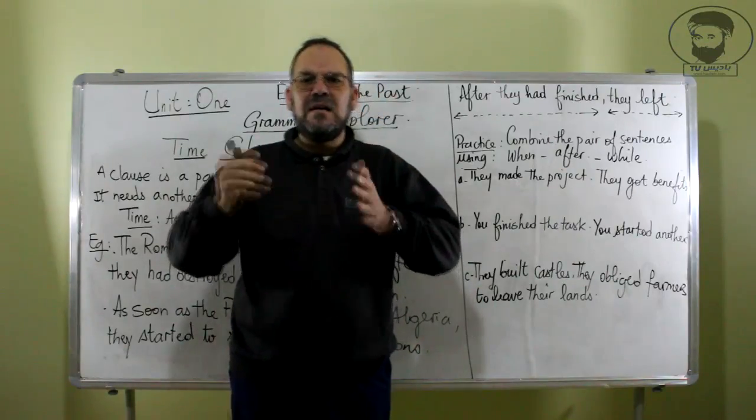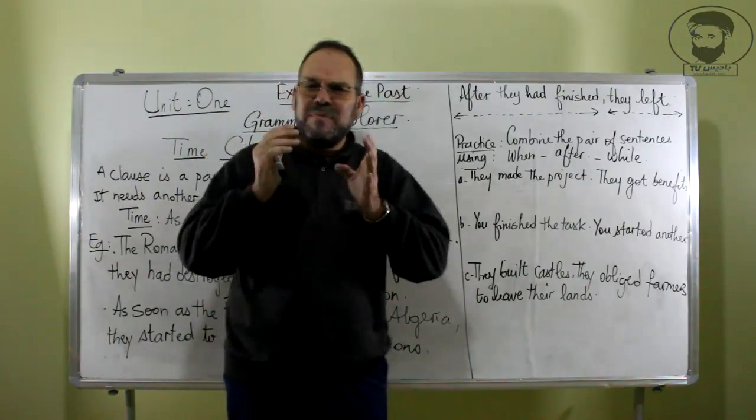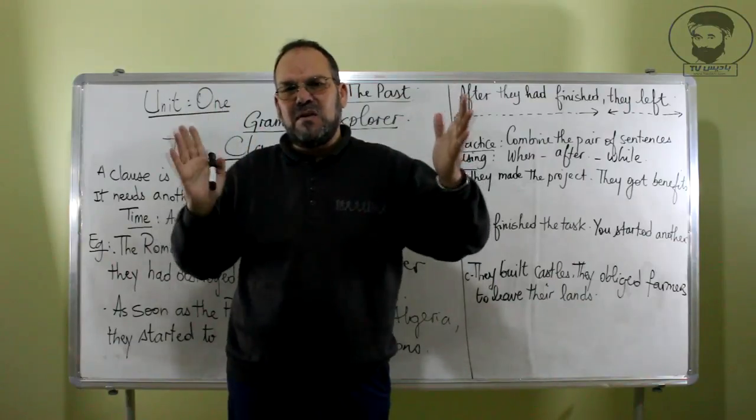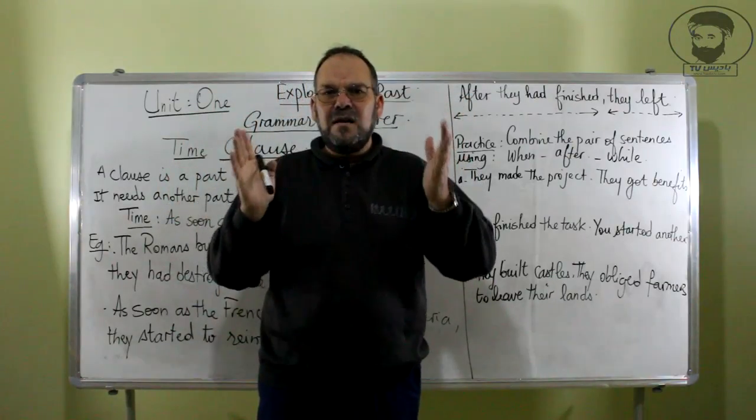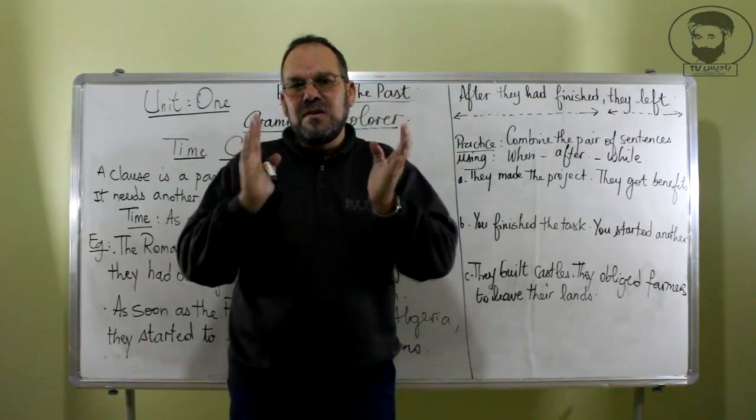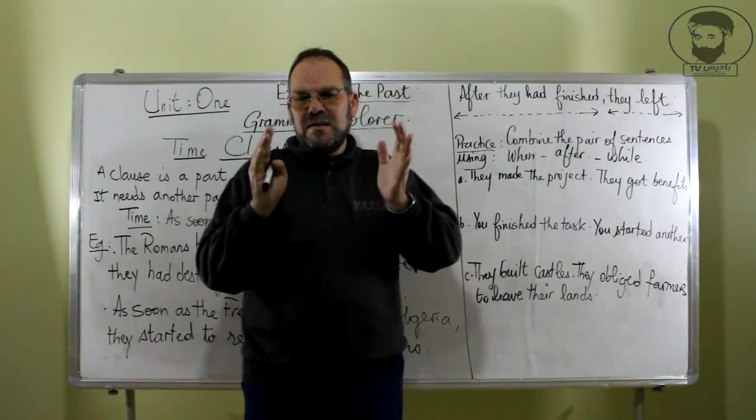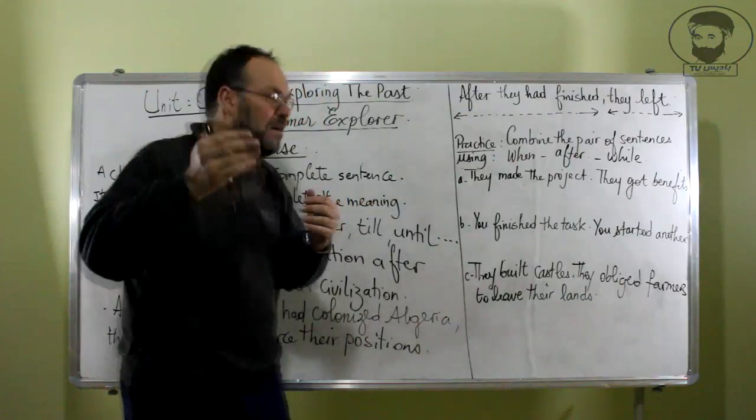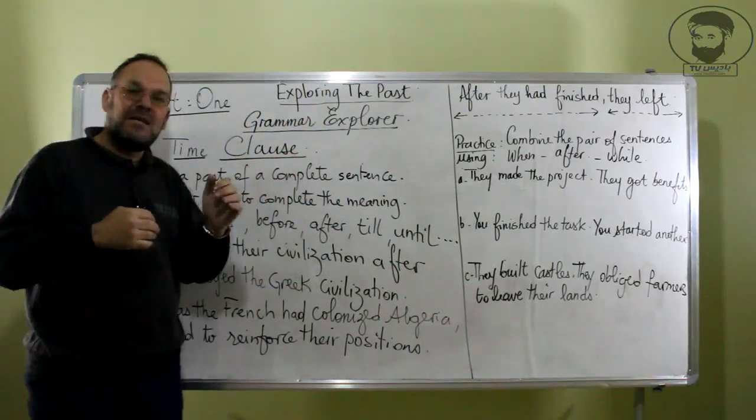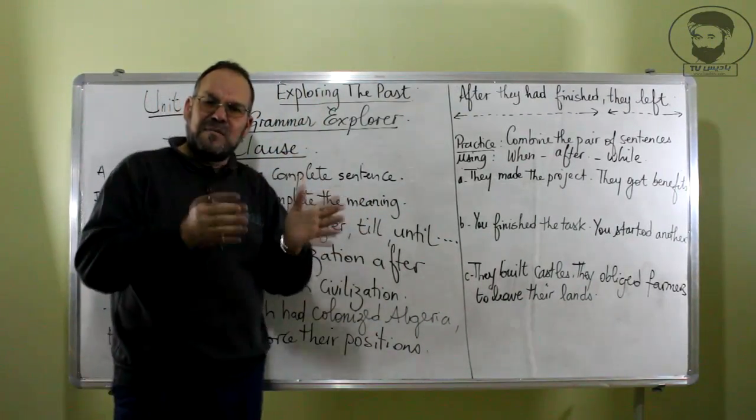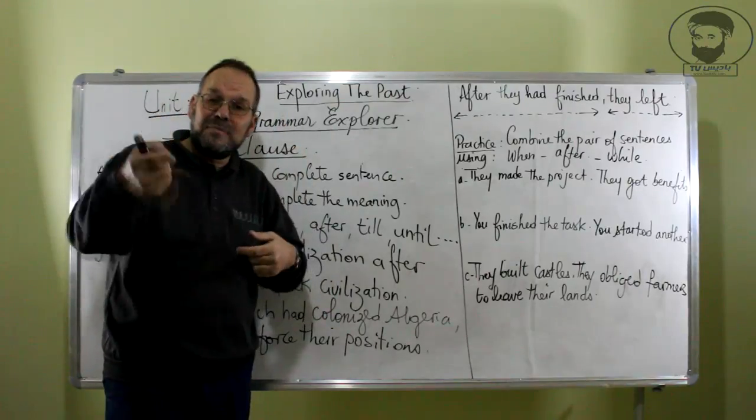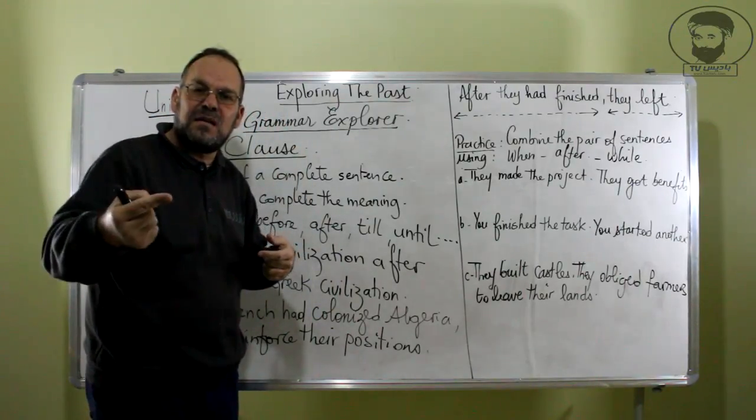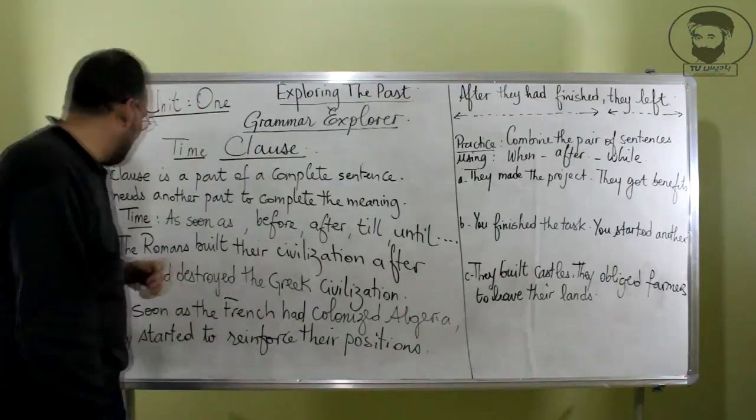We have been exploring the past. Now, have been exploring is a set of verbs that make a verb phrase. So, the noun phrase and the verb phrase are part of a sentence, but they cannot make a sentence. Now, let's come to our clause. A clause is a part with a subject, a verb, and a complement, but it needs another part to make you understand the meaning of the sentence.